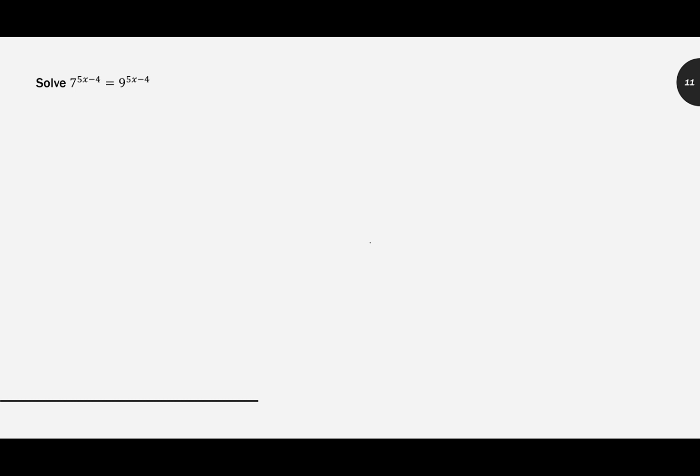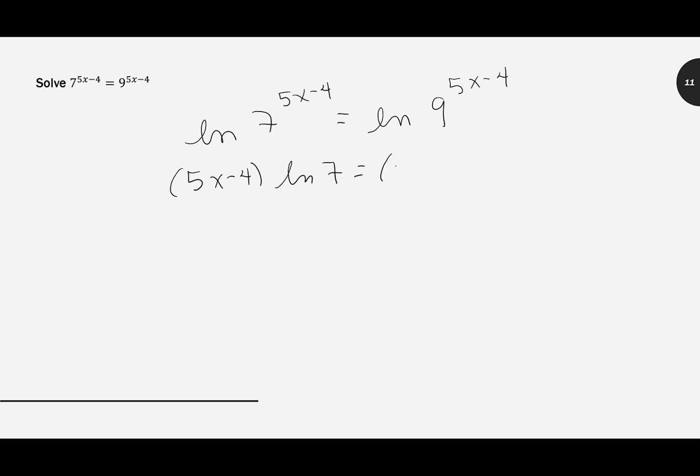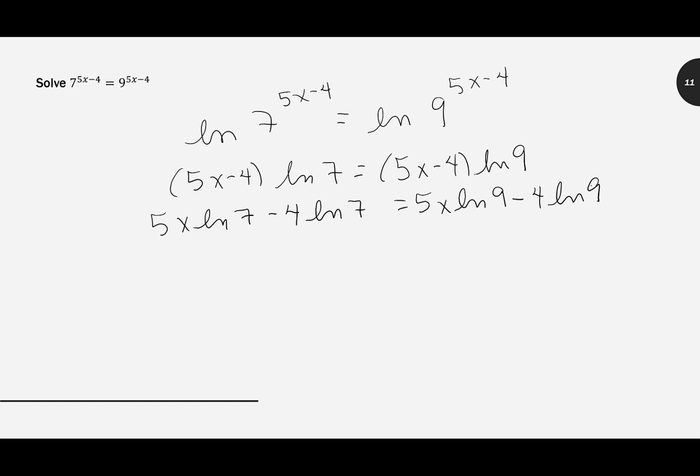Let's try one more of those. This one is kind of interesting because the exponents are equal. I have 7 to the 5x minus 4 equals 9 to the 5x minus 4. No matter what, you know the first step is take the natural log of both sides. That's going to bring the exponents down, which I would like to see in parentheses. So I have (5x minus 4) natural log of 7 is (5x minus 4) times the natural log of 9. Then I'm going to distribute: 5x natural log of 7 minus 4 natural log of 7. That's going to be 5x natural log of 9 minus 4 natural log of 9.